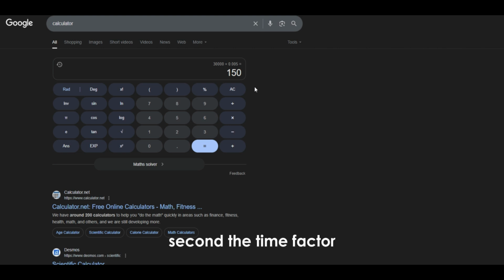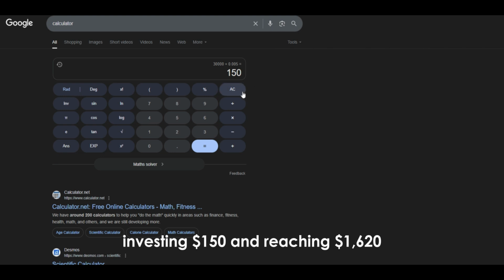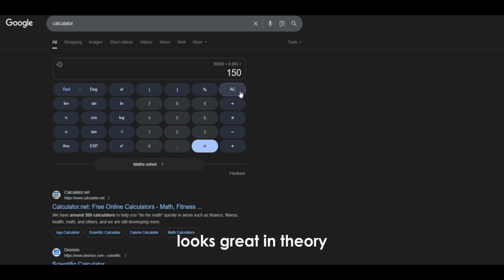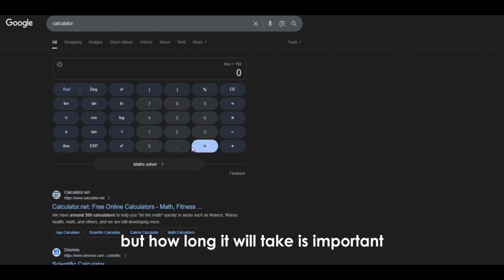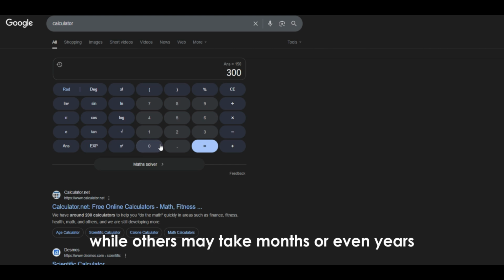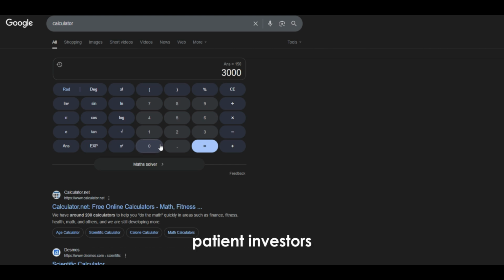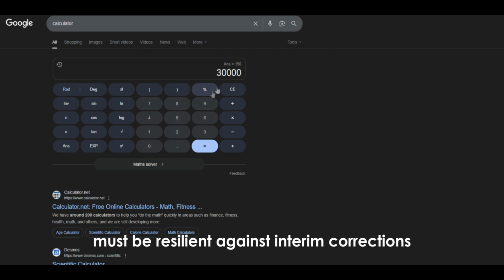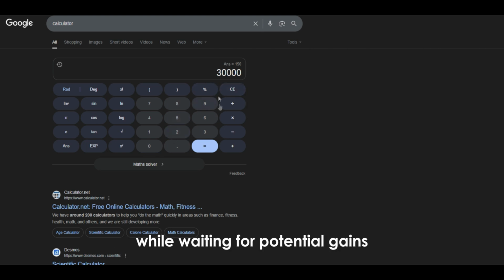Second, the time factor. Investing $150 and reaching $1,620 looks great in theory, but how long it will take is important. Some formations and market moves may reach the target within weeks, while others may take months or even years. Patient investors must be resilient against interim corrections while waiting for potential gains.